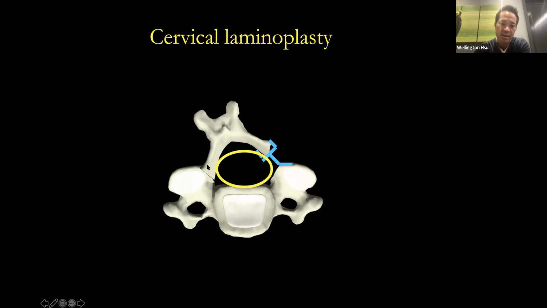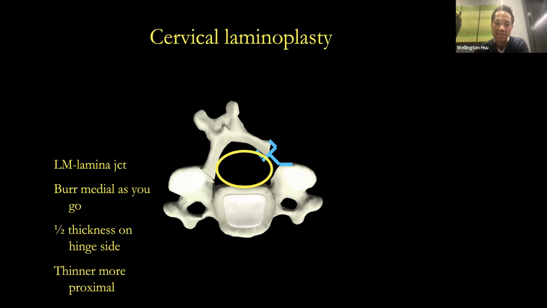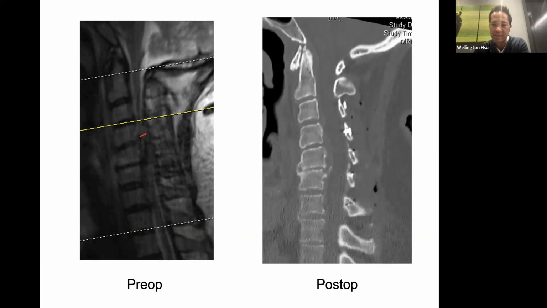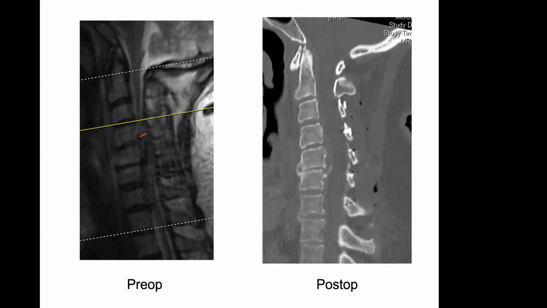We're counting on this hinge side of the bone to heal, and then that will provide the eventual stability, thereby obviating the need for the plates long term. So this individual has preoperatively severe cervical stenosis and postoperatively a much wider canal.